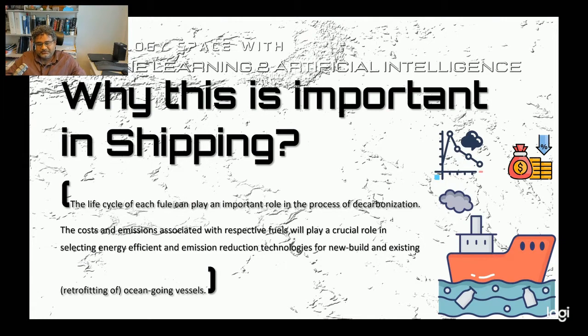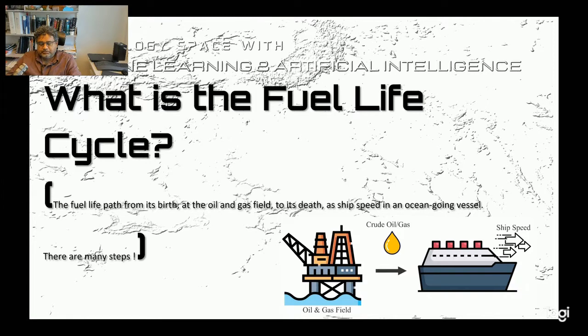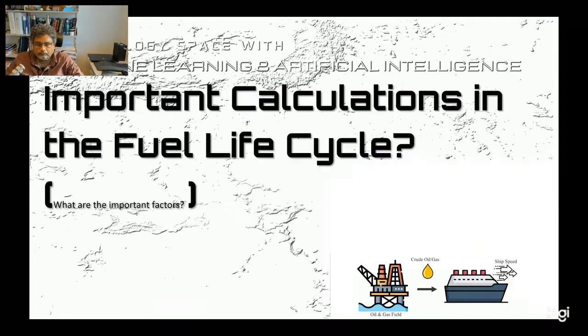Therefore, we can say that the life cycle of each fuel can play an important role in this process of decarbonization. So let's try to answer the main question in this presentation: what is the fuel life cycle? The fuel life cycle is the life path of the respective fuel from its birth at the oil and gas fields to its death. At this point, this process consists of transforming the chemical energy in the fuel into mechanical energy in the vessel as ship speed. This process consists of many steps.